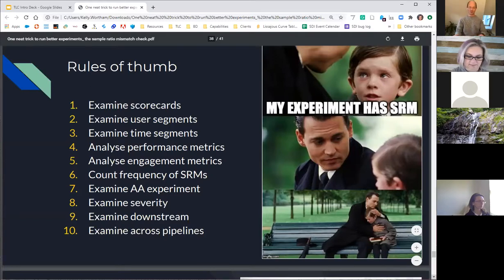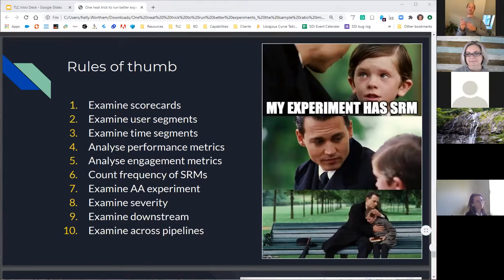And I forgot to mention, but sometimes an SRM can be caused by something that is inherent to the experiment. So it could be, for example, in the bots example that Microsoft gave, right? This is something that is caused by the experiment itself. But sometimes it can be inherent to the platform. So one of the causes is that the coin flip is broken or that the randomization doesn't work. That's something that's inherent to the platform. So 6 and 7, counting the frequency and looking at AAs, are ways of trying to figure out: is this something that is specific to particular experiments, or is this something that is problematic across the platform?